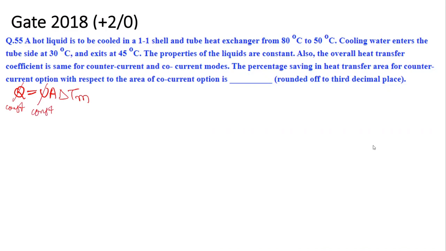So what we are left with is, for counter current flow I will be using the suffix C, and for co-current I will use the suffix P, just to avoid confusion, because they both have CC, like co-current, counter current. So I will use C and P. So area of counter current times the delta Tm counter current equals area of parallel flow type times delta Tm parallel flow.